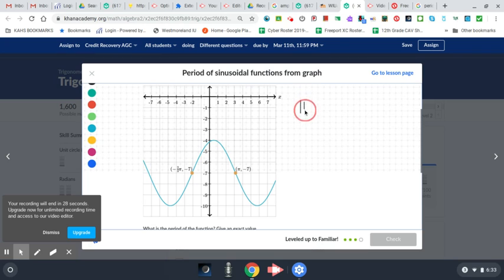It says my recording is going to end in 26 seconds. So if it ends, here's how you do it. You're going to take pi minus negative, so that's positive 2/3 pi. You're going to add those together and you'll double it. So pi is 3/3 plus 2/3 is 5/3. If you double it, it's going to be 10.